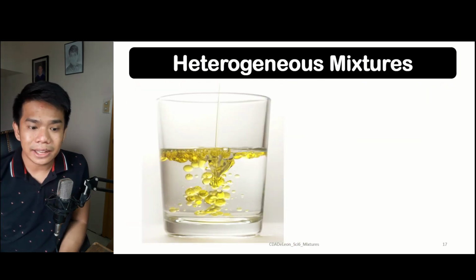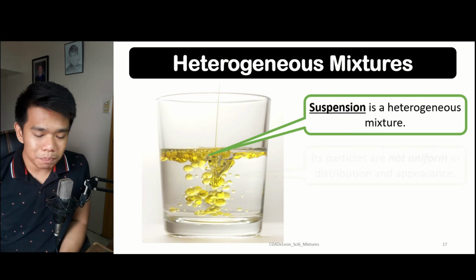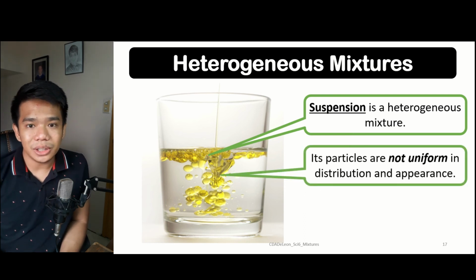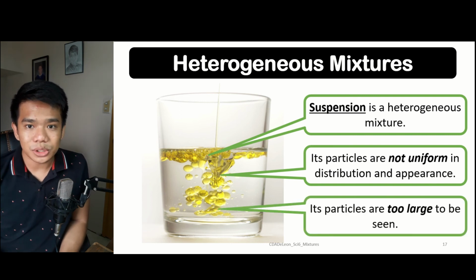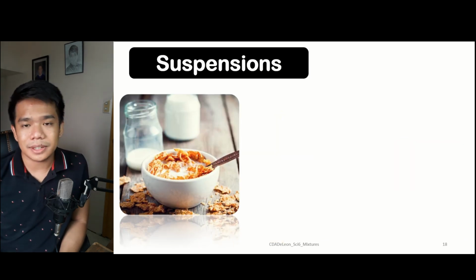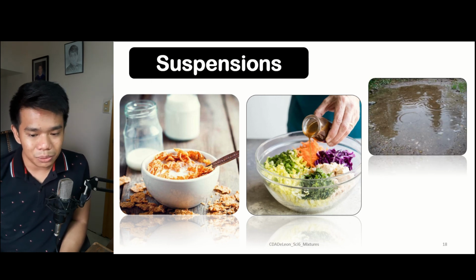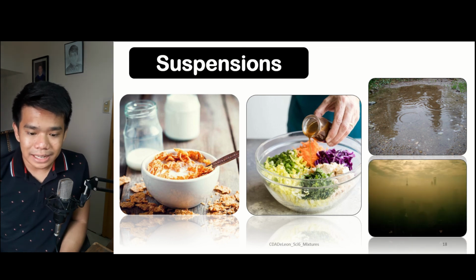Now, let us go to the heterogeneous mixtures. Heterogeneous mixtures are also known as suspensions, simply because the particles are suspended within each component. Its particles are not uniform in distribution and appearance, and are too large to be seen. Actually, most of the food that we know are suspensions, from the cereal that we eat to the salads in our kitchen, and also the different materials found in the environment, such as the muddy water when it's raining and the polluted atmosphere or the smog that forms every morning.